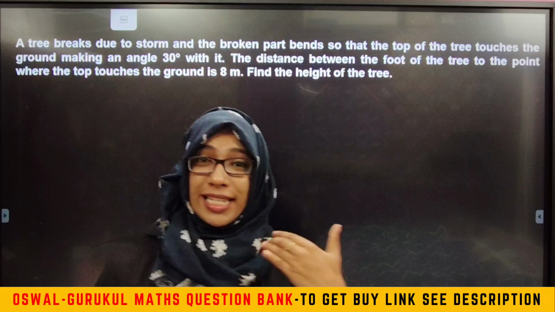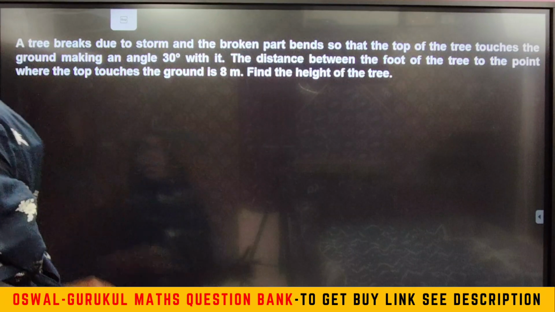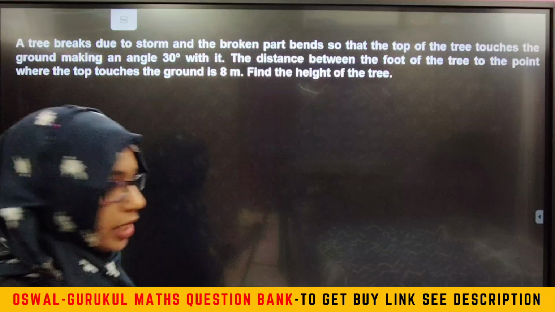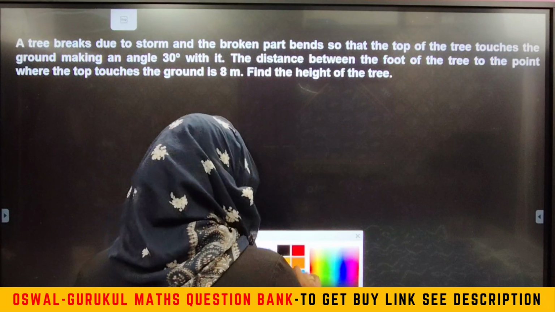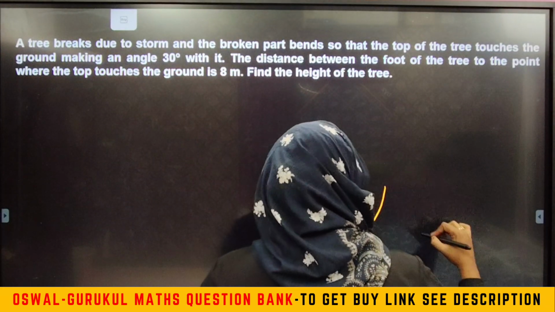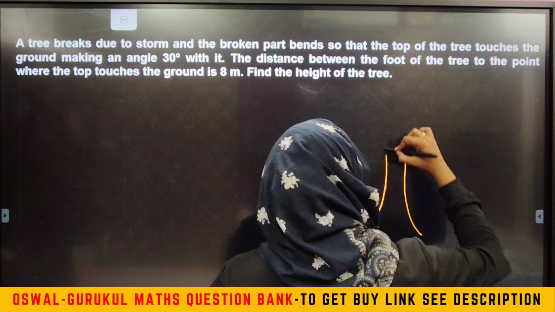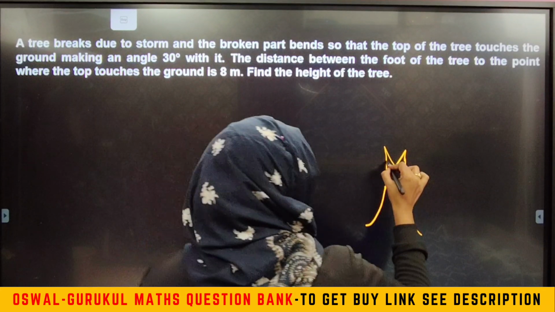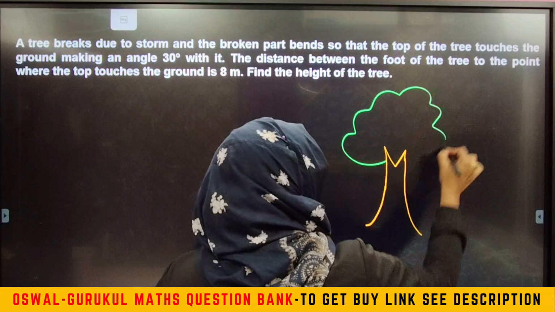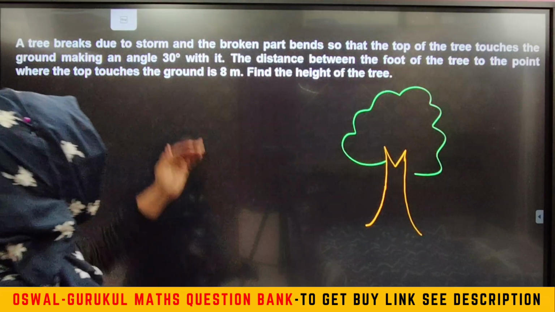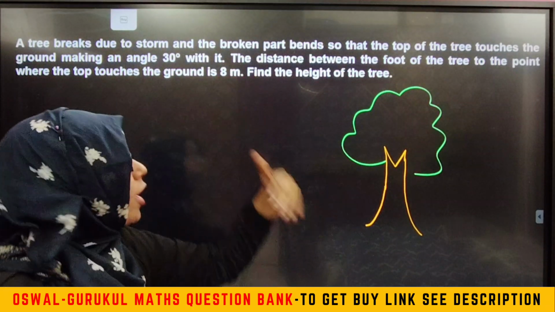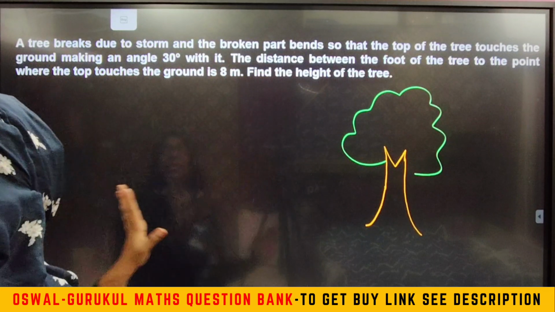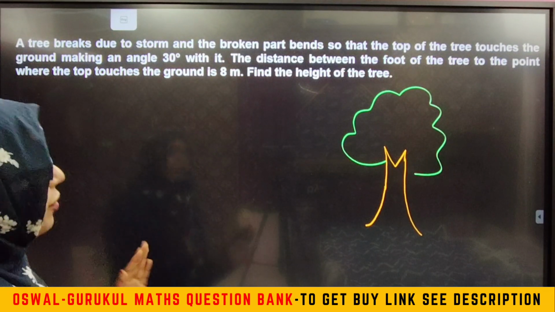Okay, so let us move to the second question from the exercise. A tree breaks due to storm. Suppose this is the tree I am talking about, so let us draw a tree first. In the storm this tree broke apart and bent so that the top of the tree touches the ground making an angle of 30 degree.